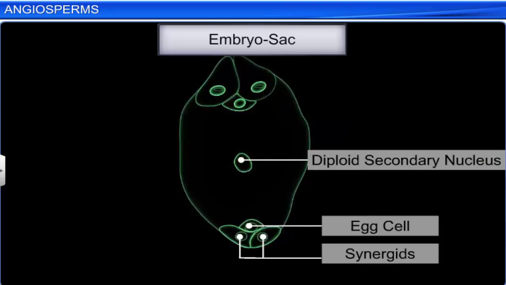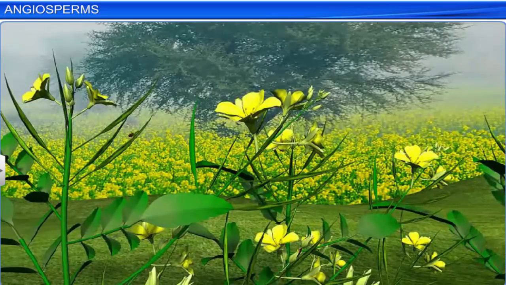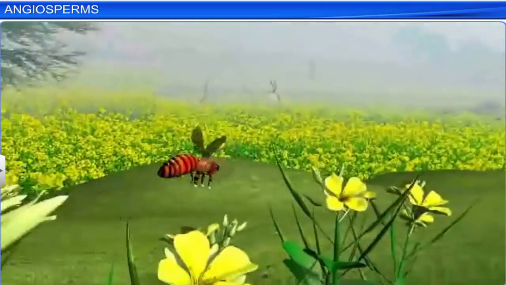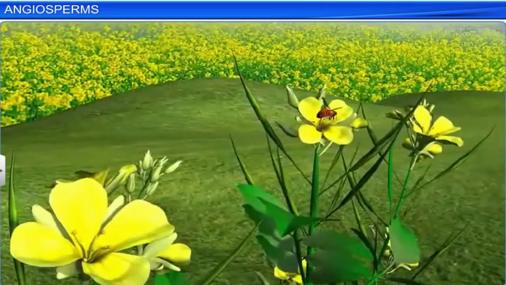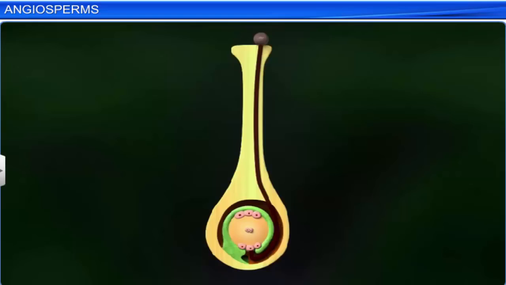The embryo sac now becomes ready for fertilization, which in the case of angiosperms takes place by a process called pollination. During pollination, the anther disperses the pollen grains, which are then carried by agents such as the wind and insects, and are deposited over the stigma of a pistil. Here, the pollen grain germinates and produces a pollen tube. This tube penetrates the tissues of the stigma and style to enter the embryo sac inside the ovule.